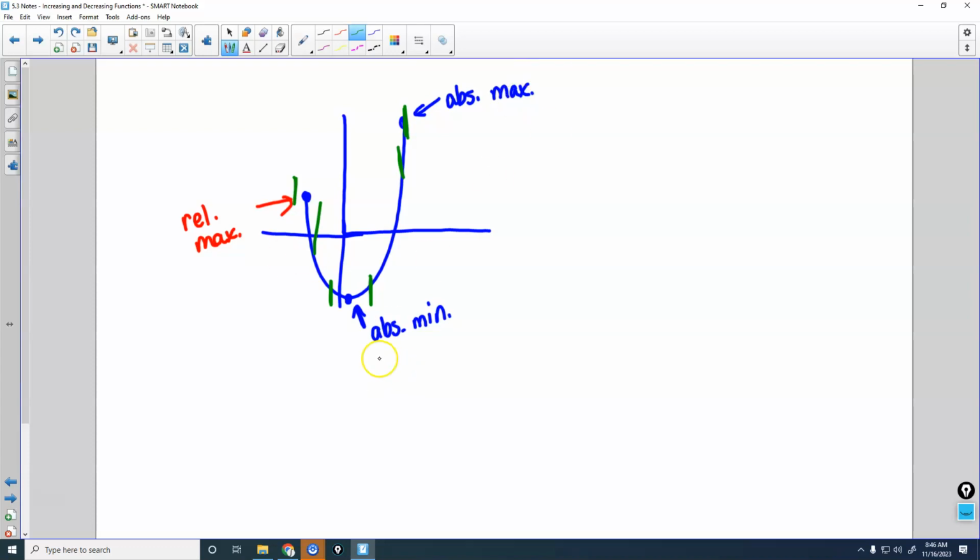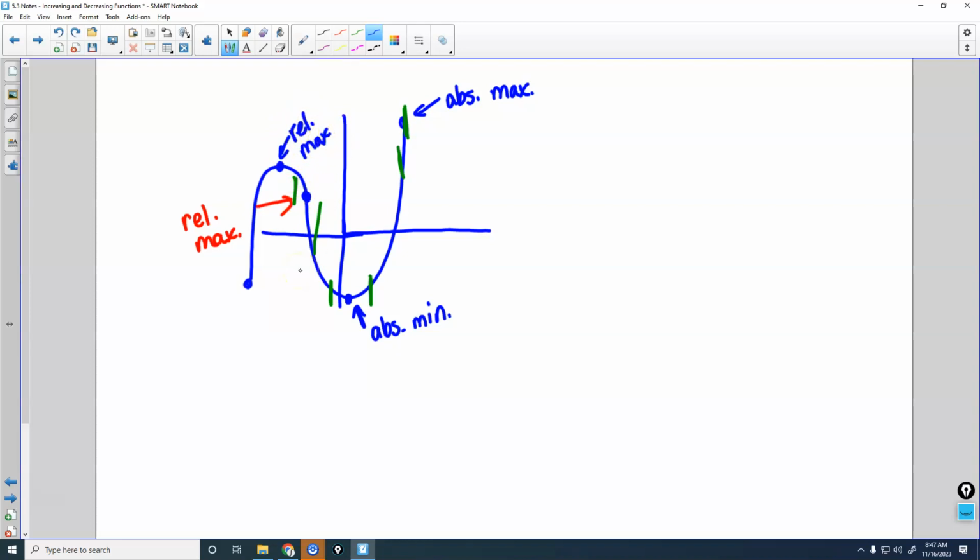A relative extremum in the calculus definition has to be a place where you switch from decreasing to increasing or increasing to decreasing. So while this is higher than some points around it, it does not switch from increasing back to decreasing there, so it's not going to be a relative maximum. But if we had something like this right here, that point would be a relative maximum.